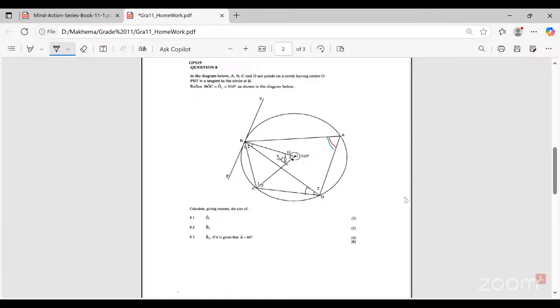And then what's next, sir? And D1 is going to be 25 degrees. D1 is simply going to be 25 degrees. Reason being, angle at the center is twice angle at the circumference. So, guys, if there's anyone who didn't understand, just shout it out so that we can re-explain that. And then we can proceed to 8.2, which requires us to calculate the size of angle B3. And when we look at the diagram, angle B3 is just this one.